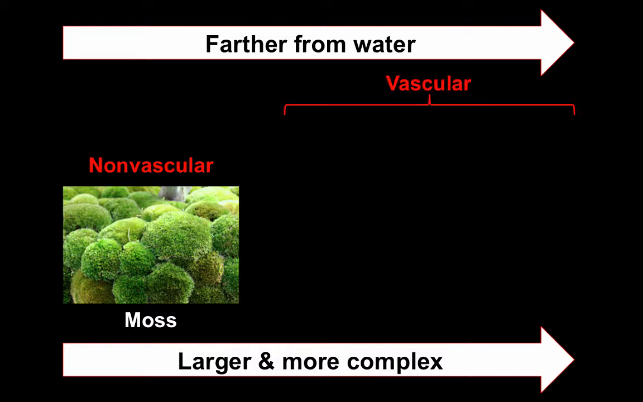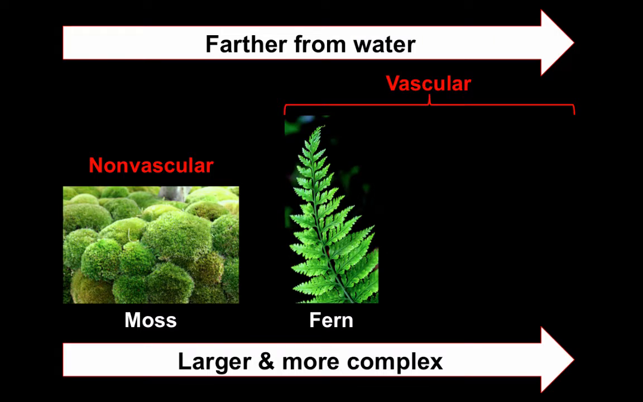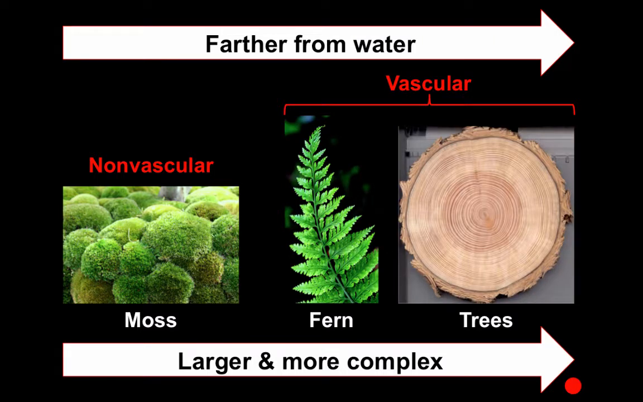Then we got the advancement of vascular tissue, first with things like ferns, and then more advanced and complex with things like trees, which is why, again, trees are able to grow farther away from water and be much larger.